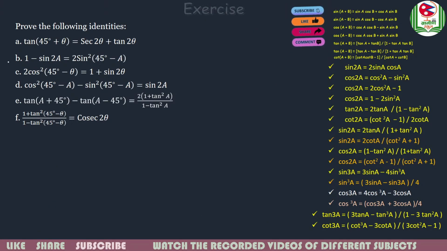Okay, so let's see, that is B. So 1 minus sin 2a equals 2 sin square 45 degree minus a. So how will we obtain that 1 minus sin 2a equals 2 sin square 45 degree minus a? And again this one is 2 cos square 45 degree minus theta equals 1 plus sin 2 theta, from B and C.